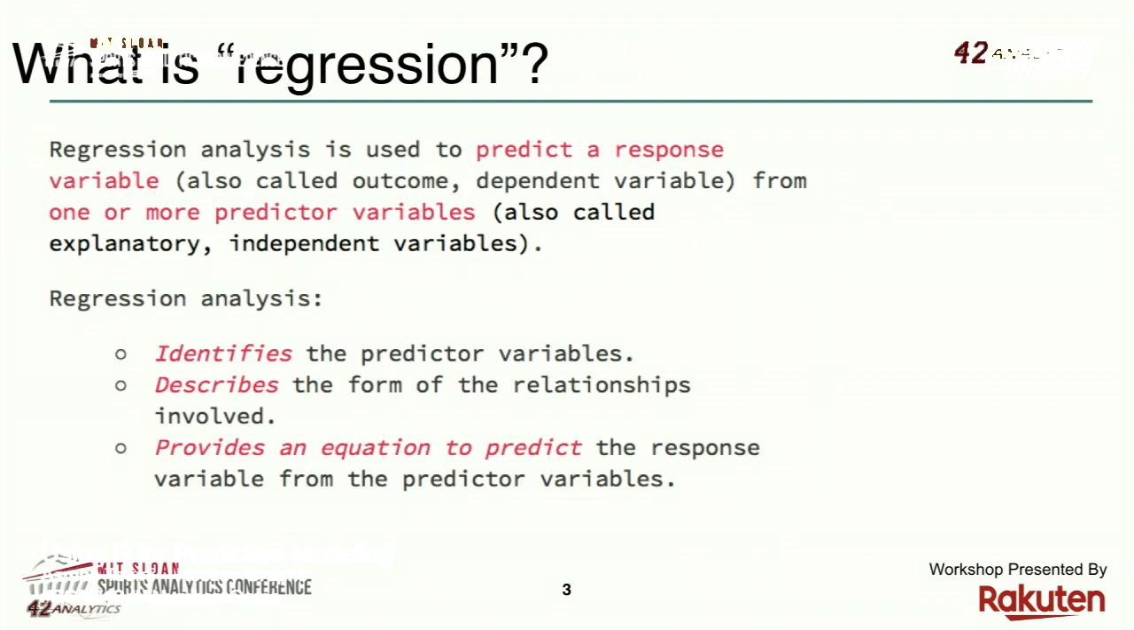So what is regression? Regression is used to predict a response variable, also called outcome or dependent variable, from one or more predictor variables, which are also called the explanatory or independent variables. Regression analysis does three things. First, it identifies the predictor variables. Second, it describes the form of those relationships. And thirdly, it provides an equation to predict the response variable from the predictor variables.